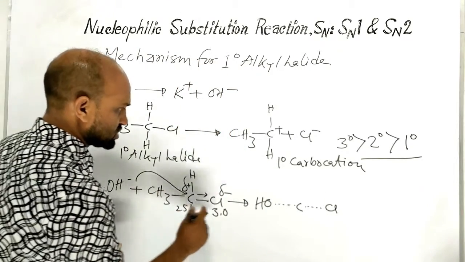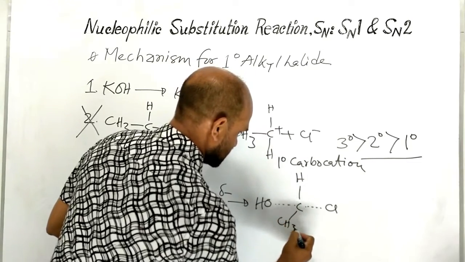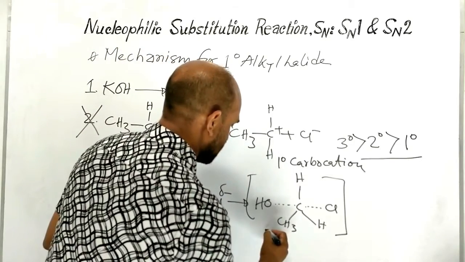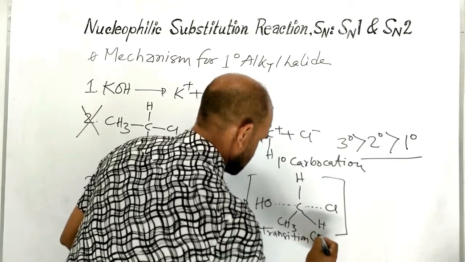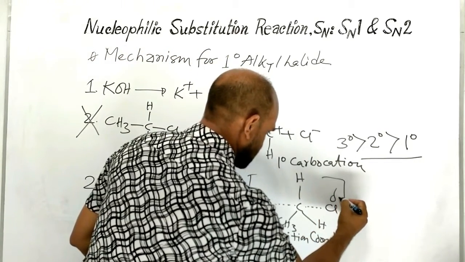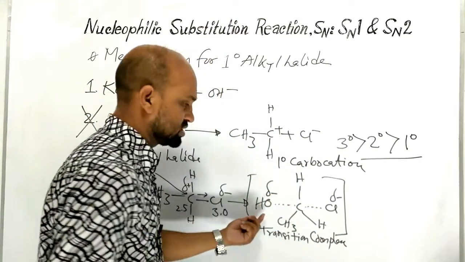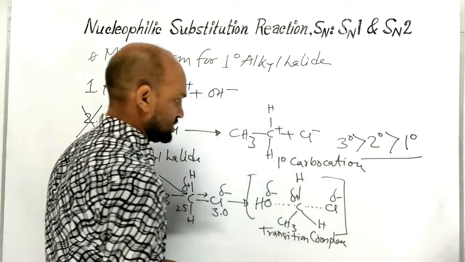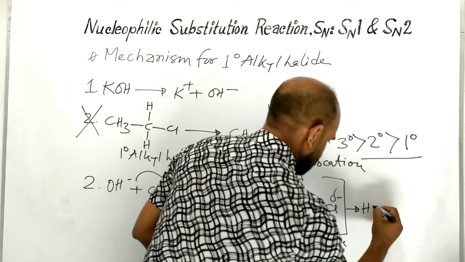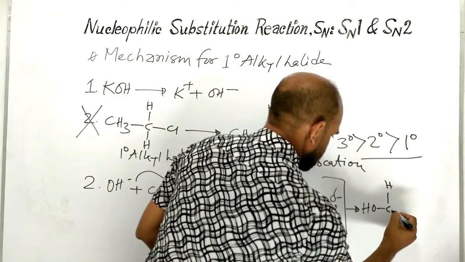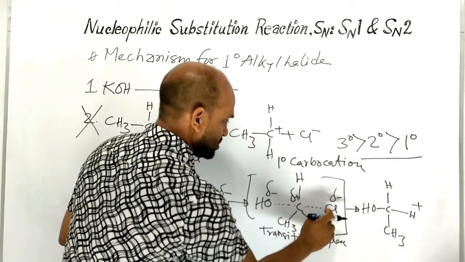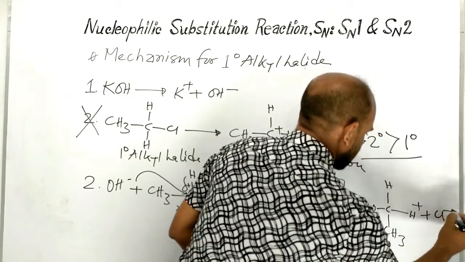Here the other groups and atoms are hydrogen, methyl group, hydrogen. This intermediate state is called the transition complex. Now, in the transition complex, this is partially negatively charged, this is partially negatively charged as well, but this one is partially positively charged. Now, a new bond between oxygen and carbon is formed. Here hydrogen, another hydrogen, and methyl group, and this carbon chlorine bond totally disappears to form chloride ion.